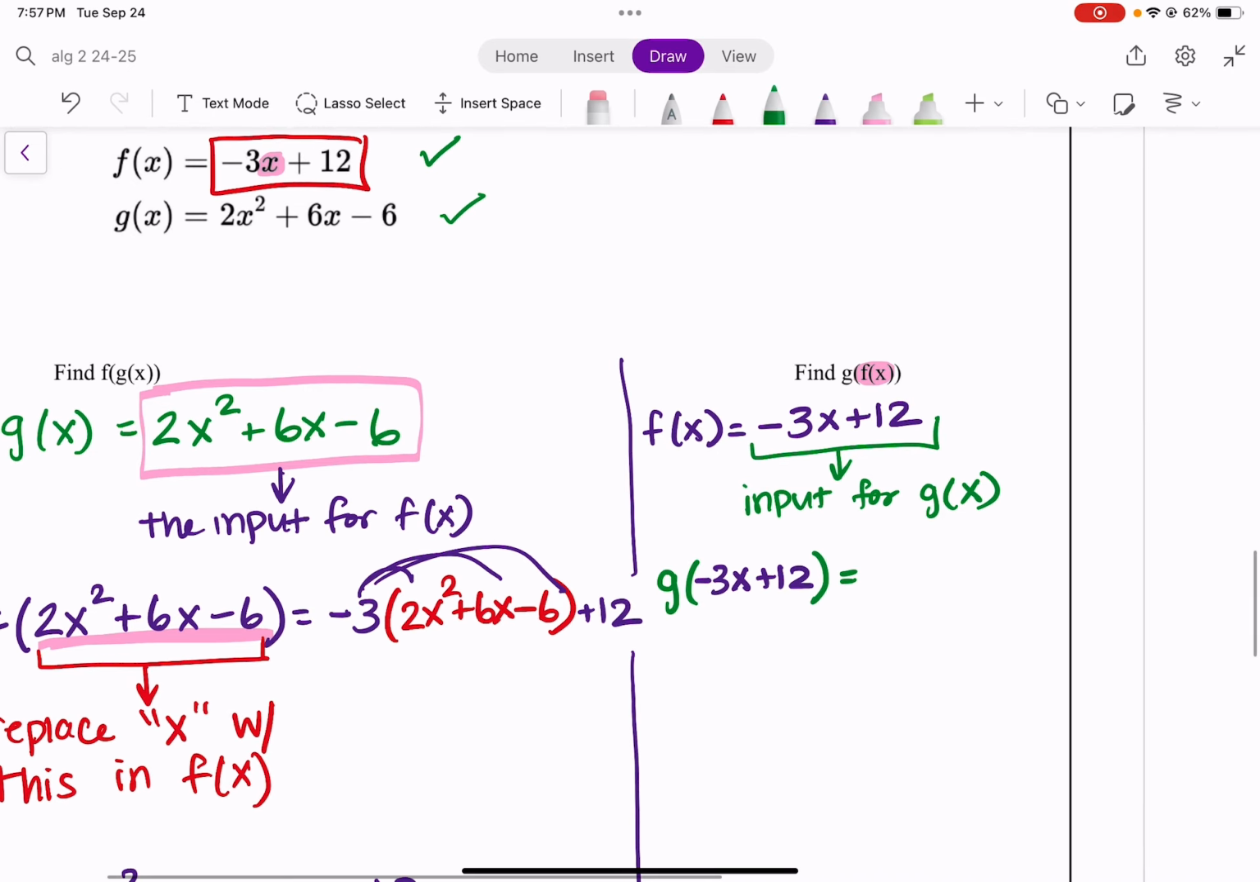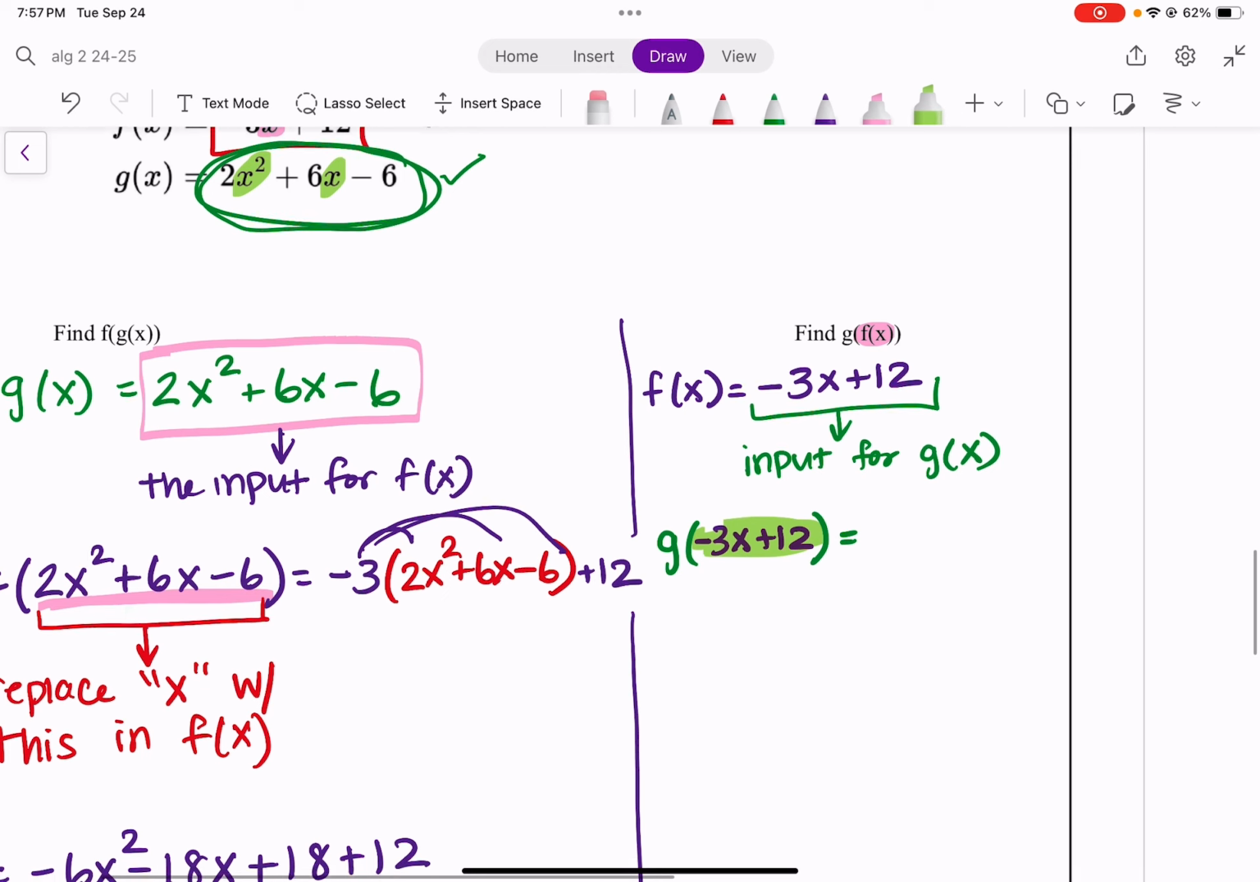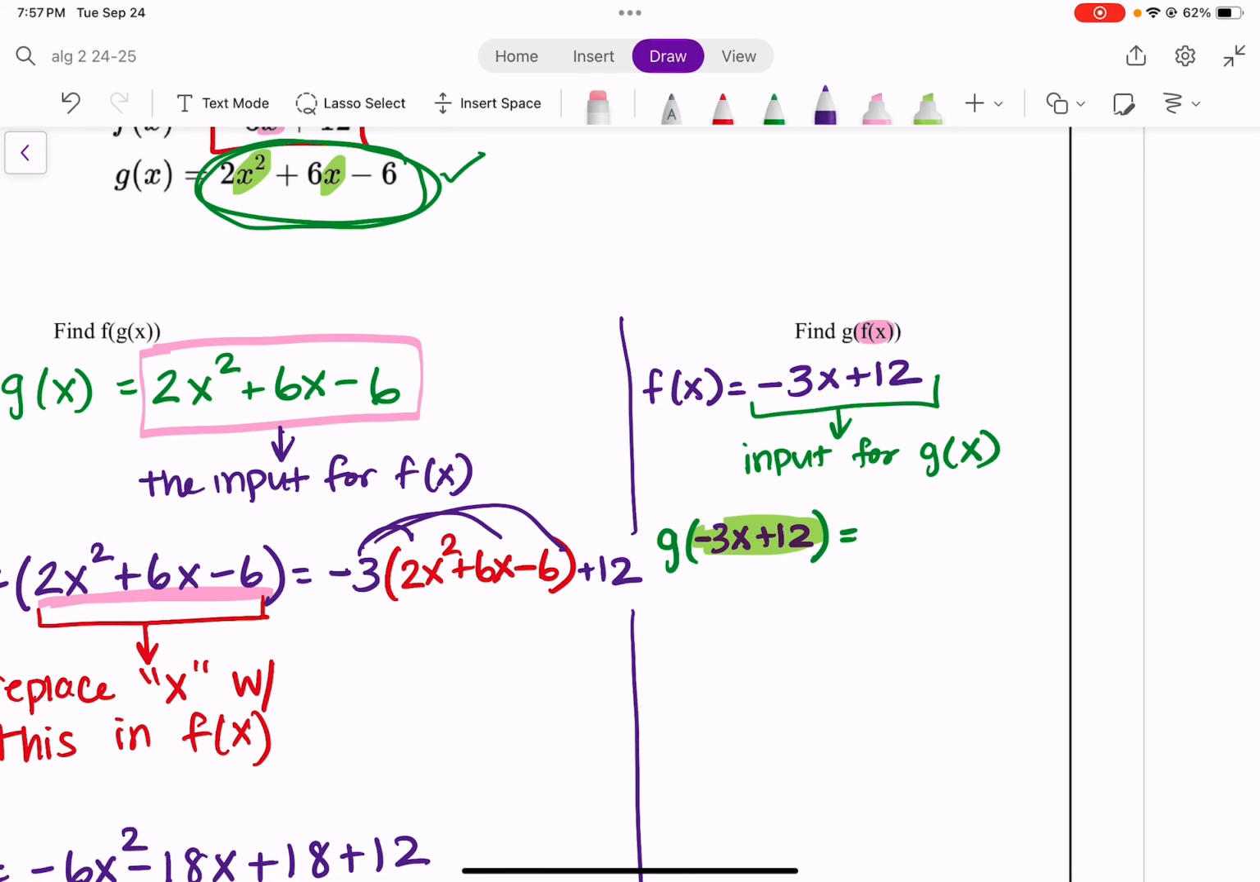So I'm now writing g of x, but anytime I see an x, I'm replacing it with negative 3x plus 12. That's what I'm plugging in. So I'm going to write it in the line below. I have 2, and then I have x squared, so negative 3x plus 12 squared, plus 6. And then again, instead of x, I have negative 3x plus 12. And then minus 6, right?